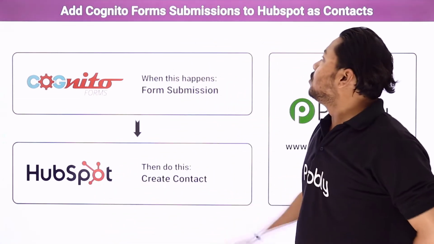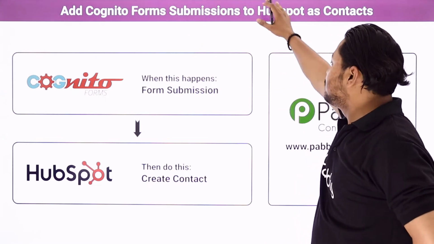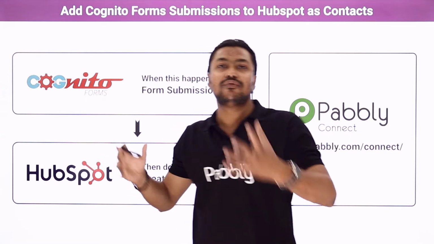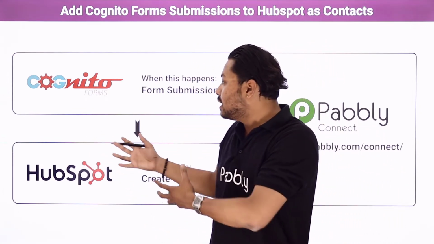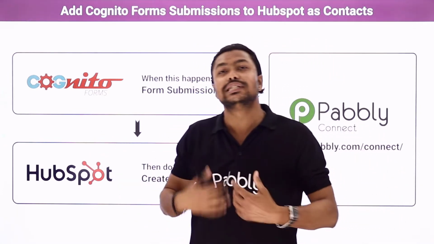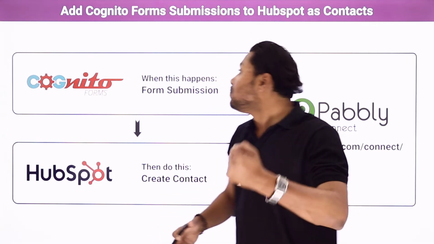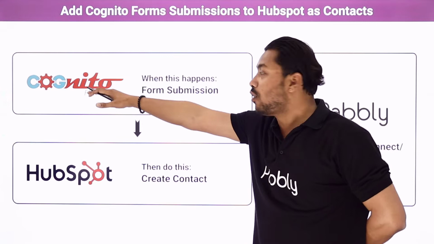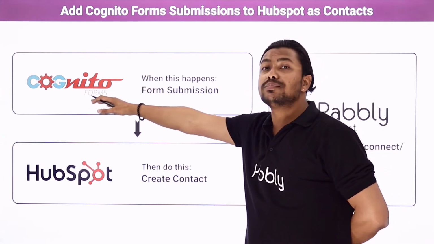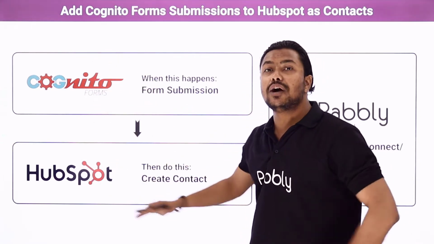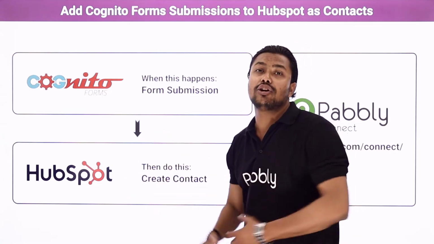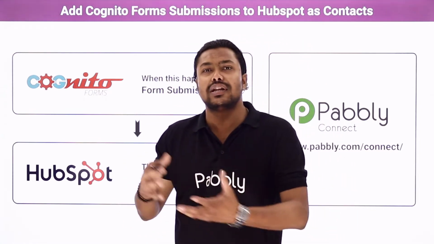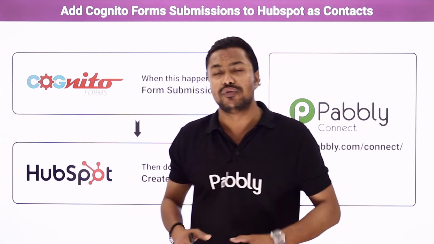So today I am going to tell you how you can add Cognito form submissions to your HubSpot CRM automatically. Now Cognito Forms is an online form building application and HubSpot CRM is a marketing tool which is used to convert leads. Now what we are going to do, we are going to have a form submission through our Cognito Forms and the details from those form submissions will be sent to your HubSpot account and a new contact will be created in your HubSpot CRM which can be later used for marketing purposes or several other purposes. It's up to you what you want to do with those contacts.